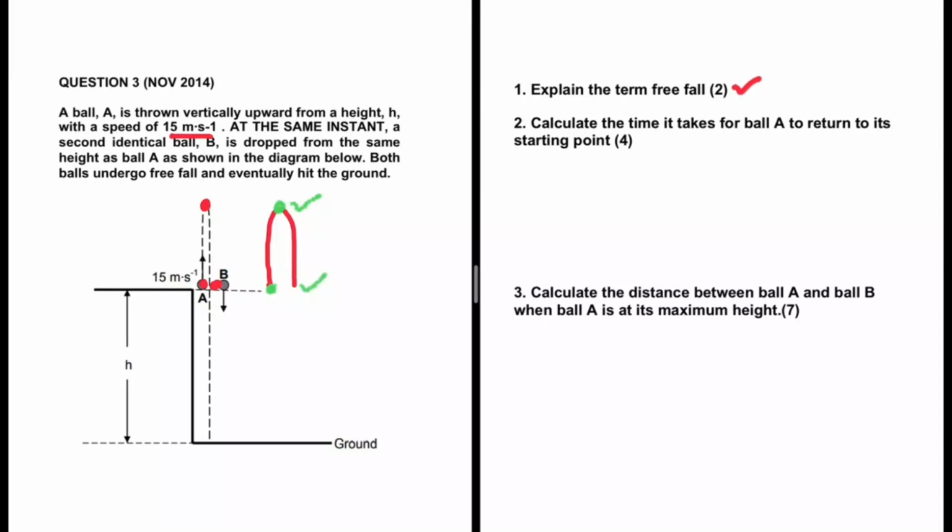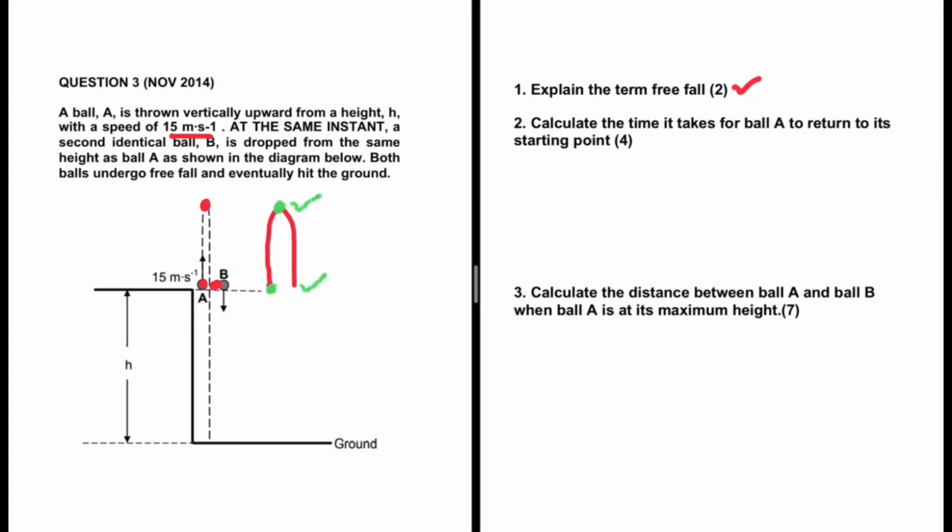So we can basically calculate the time taken to reach maximum height and multiply that by 2 to get the entire time for the motion. Starting position, maximum height, and back down to the starting position. That is one way of doing it. There's 2 ways of actually answering this question. I will show you both.